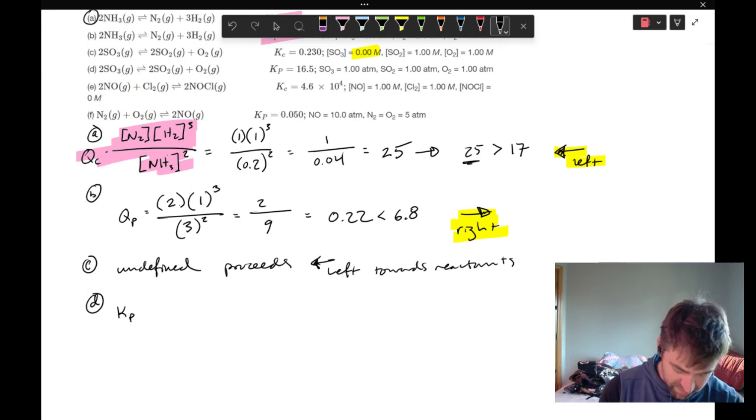So for D, using a little bit of a shortcut here again, all of our values are one, which means that even if we raise them to whatever exponent based on their molar equivalents, the answer is still going to be one. One divided by one is one. So our KP equals one. And this reaction will proceed to the right towards products.